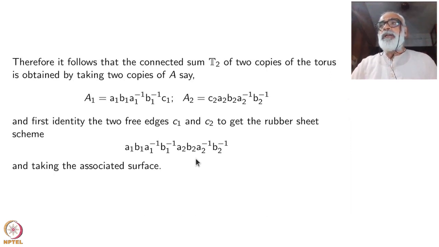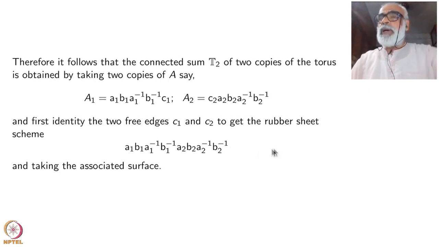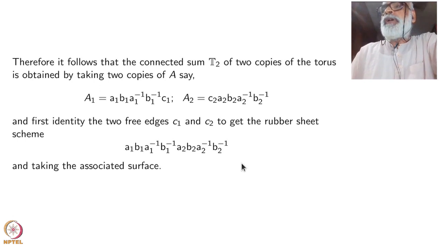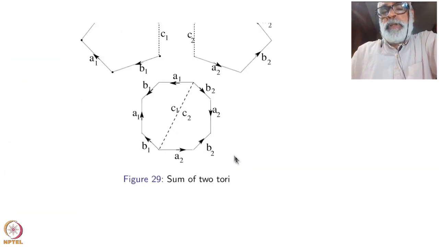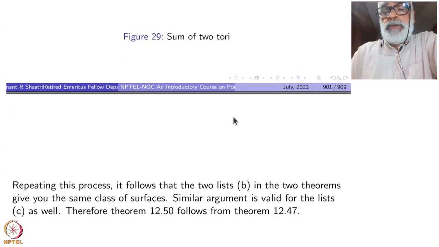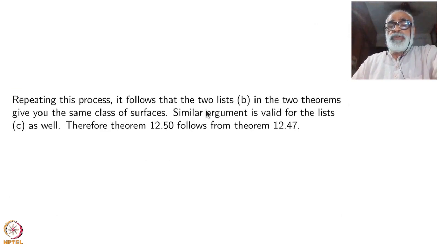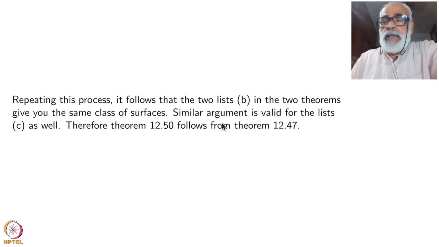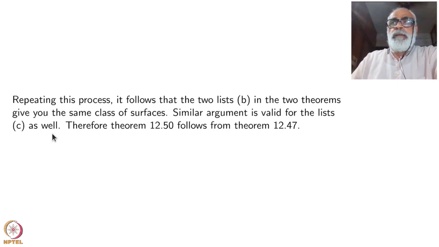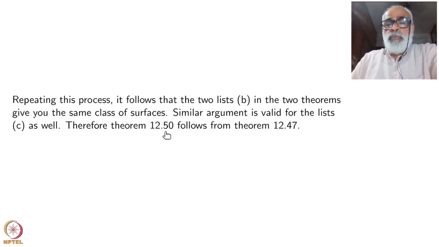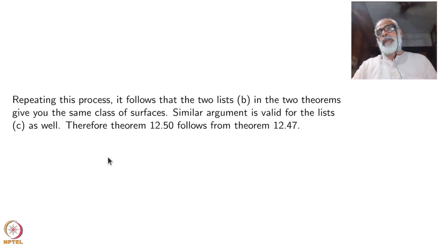Now, a common induction tells you that if you do g of them, like A1, B1, A1 inverse, B1 inverse, up to Ag, Bg, that is nothing but the connected sum of g copies of the torus. So this is the sum of two tori here. So repeating this process, it follows that list B here and list B there, in the two theorems, give the same class of surfaces. Exactly similar argument is valid for list C as well. Therefore, 12.50 follows from 12.47.